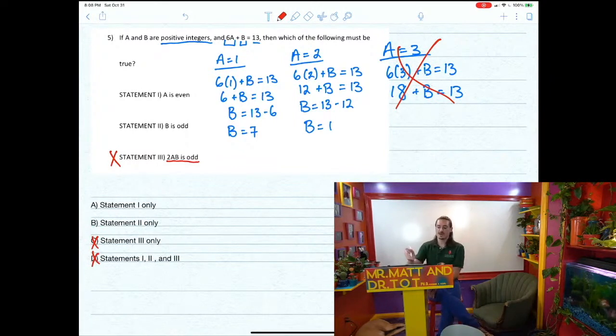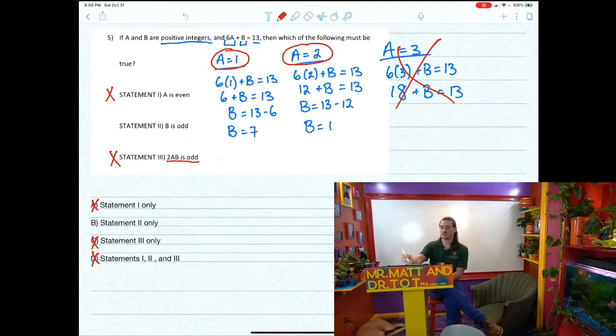And from the systematic listing out of A values, notice that A could be equal to 1, and A could be equal to 2. So statement 1 is false. A does not have to be even. A could be odd, as we saw in the first example where A is equal to 1 and B therefore is equal to 7. So by process of elimination, the answer here is B, statement 2 only.